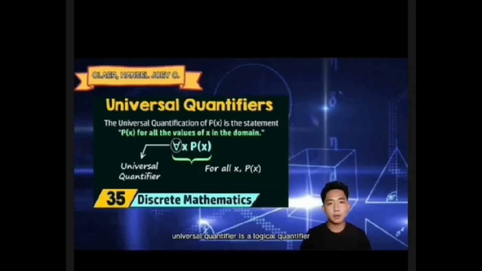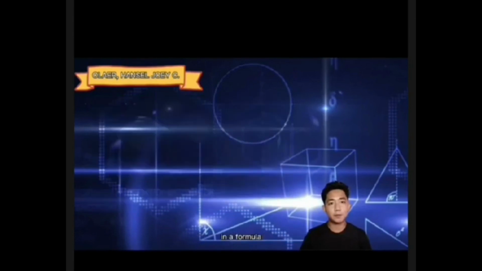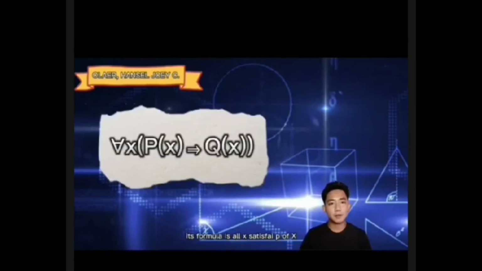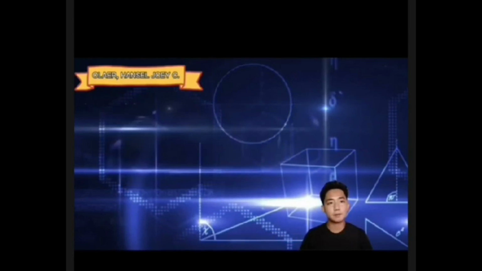Universal quantifier is a logical quantifier that asserts all values of a given variable in a formula. Its formula is: for all x, P(x) implies Q(x).